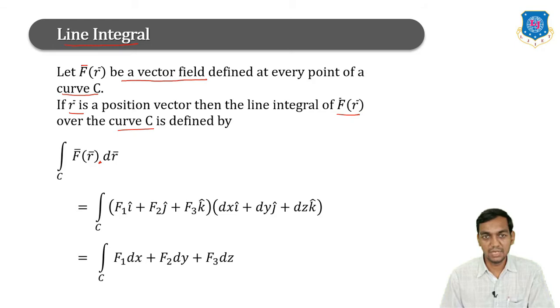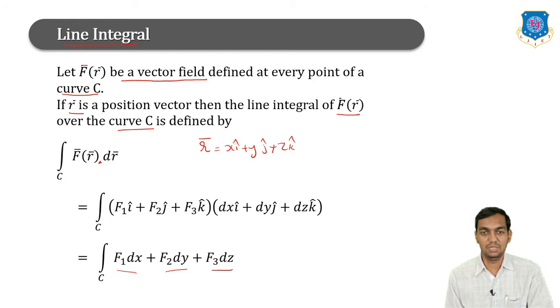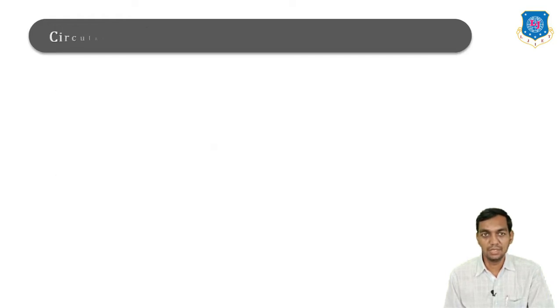So f bar is, suppose, f1 i plus f2 j plus f3 k, and dr bar is our standard position vector differential, x i plus y j plus z k. So f dot dr is going to be f1 dx plus f2 dy plus f3 dz. Now here you have to reduce this to either of the variables, either in the form of x, or y, or z, or all in the form of a parameter t, and you have to put the limits. Okay.